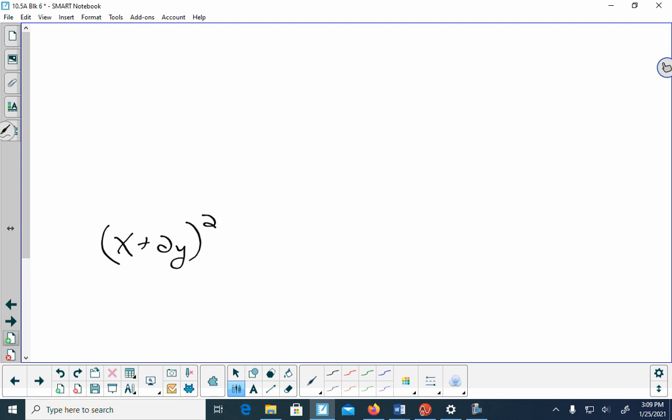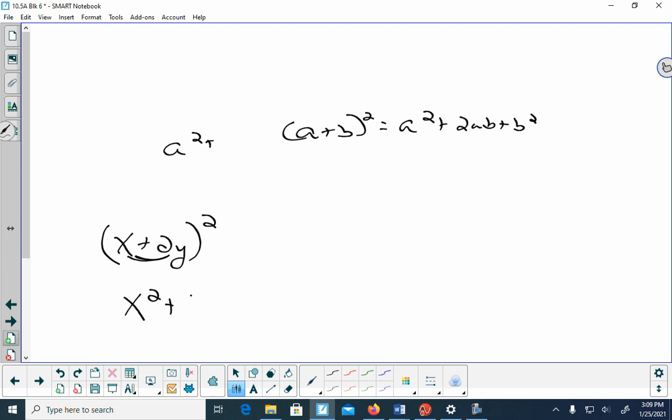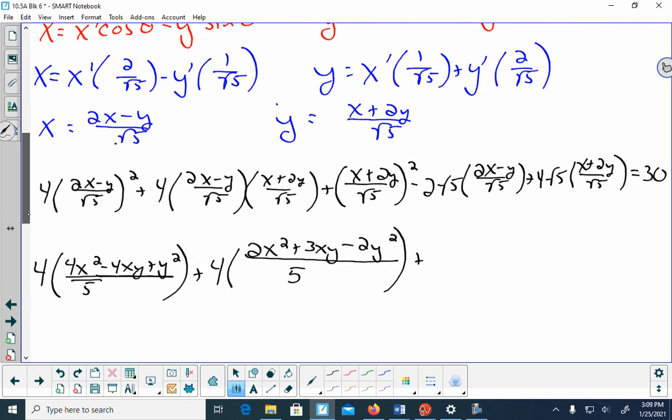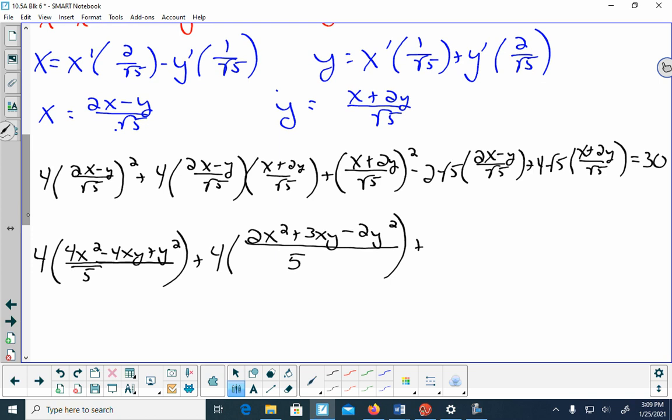I'm squaring that, so I'm doing a plus b squared and getting a squared plus 2ab plus b squared. So let's just do it that way. A would be x, so this will be x squared. When I multiply these two, I get 2x. Double that, and I get 4xy. And then 2y squared will be 4y squared. And that is my numerator, and then the square root of 5 times the square root of 5 will just be 5.